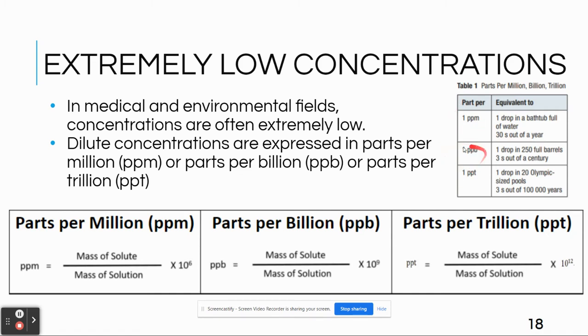If we had 1 ppb, that's like 1 drop of something in 250 full barrels of water, or 3 seconds out of a century. If we had 1 ppt, that's like 1 drop in 20 Olympic-sized pools. So that's a lot of water there, or 3 seconds out of 100,000 years. So very, very small, but still can be significant, especially in environmental and medical context.